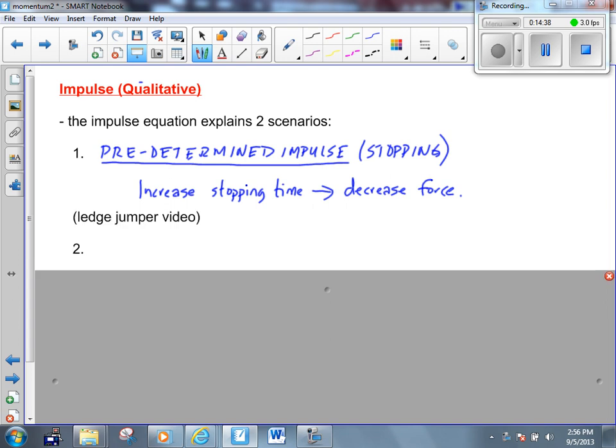Now, the other implication that can be explained by impulse is when we have what I call a non-predetermined impulse.